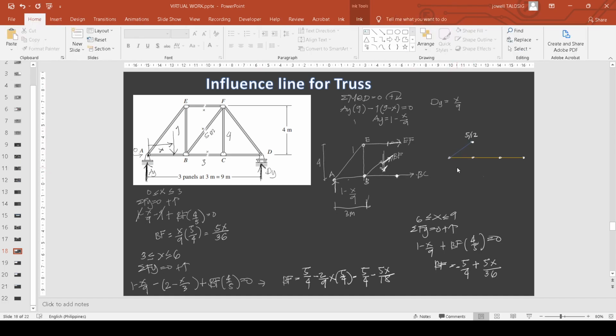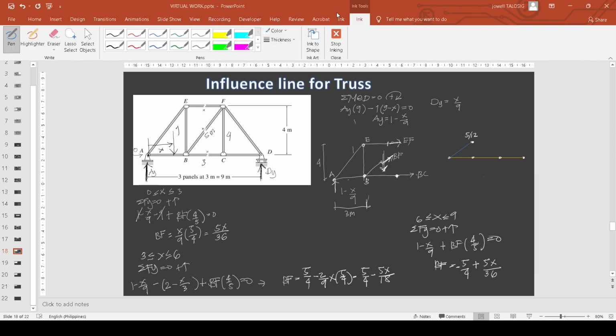Ayan. So, next dito is when x is equal to 6 na. Gamit itong equation na to pa rin, no? So, when x is equal to 6, so negative 5 over 12 na. So, negative 5 over 12, yan, no? So, negative. Okay, negative 5 over 12.